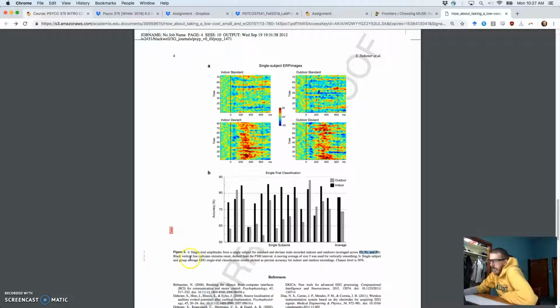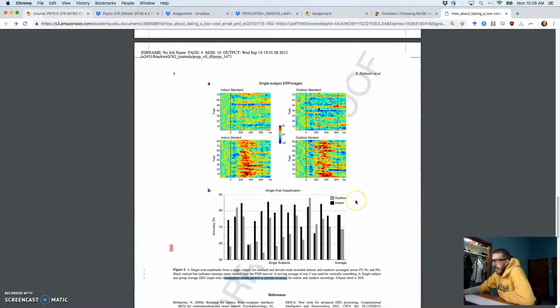And then in B, they're showing here the classification results for each subject for indoor and outdoor recording. And they remind us that chance is 50%. So if the algorithm that was trying to predict people's performance was just guessing, they should be right about half the time, whether that was a standard or a deviant. But in fact, that wasn't the case, and the algorithm was constantly better than chance. So it could predict the condition that they were in, whether the stimulus was relevant to them or not, just based off the brain activity.